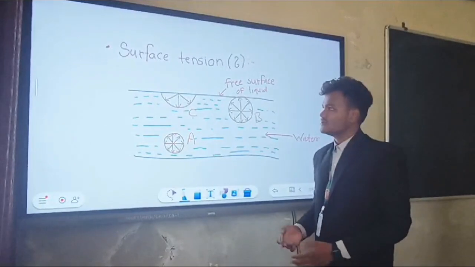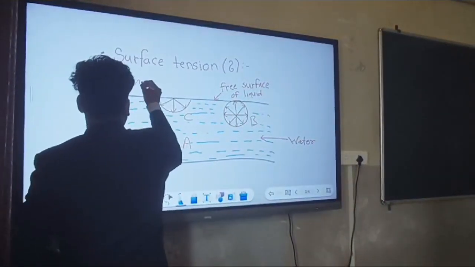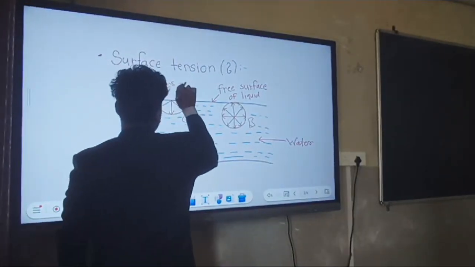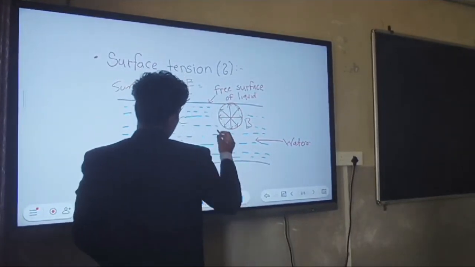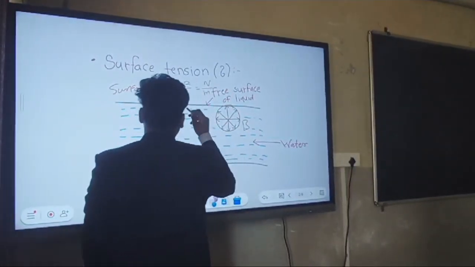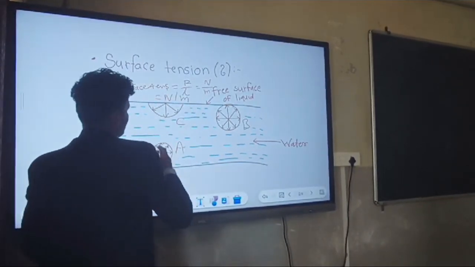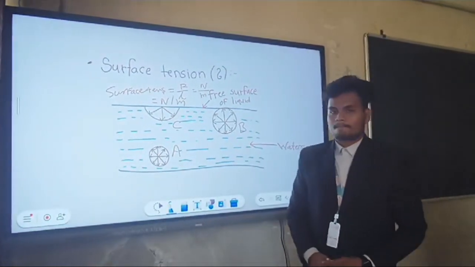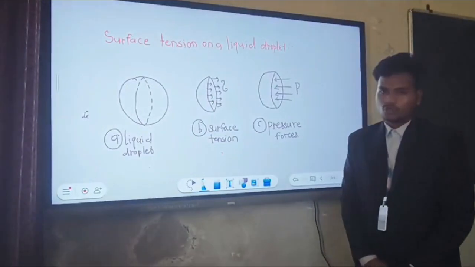So let's see the unit of surface tension. Surface tension is equal to force upon length. Force unit is Newton and length is meter, so it becomes Newton per meter. So surface tension's unit is Newton per meter. After that, let's see surface tension on a liquid droplet.